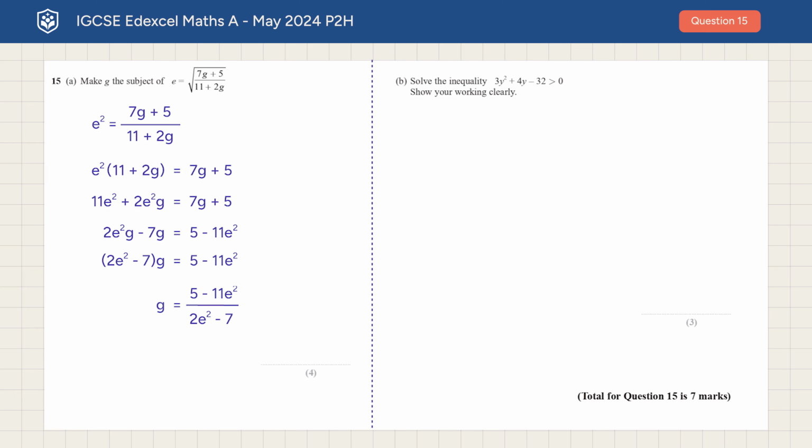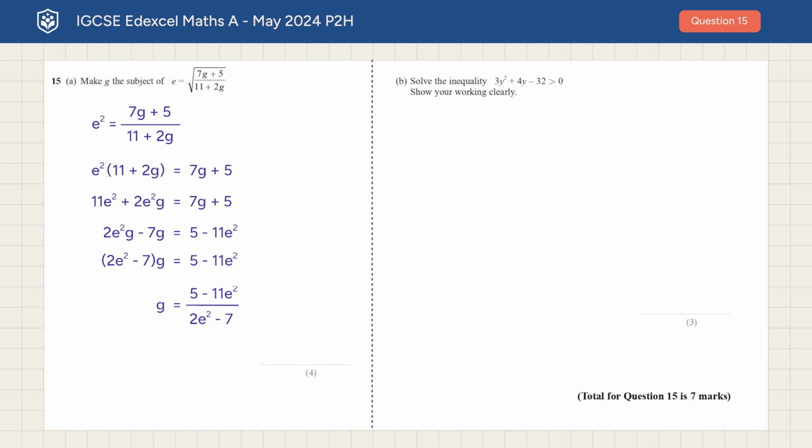Move to Part B. We need to solve the quadratic inequality 3y squared plus 4y minus 32 is greater than 0. First, we find the critical values by treating this as an equation. We need to factor the quadratic. 3y squared plus 4y minus 32 equals 0. To factor this, we look for two numbers that multiply to negative 96 and add to 4. Those numbers are 12 and negative 8.